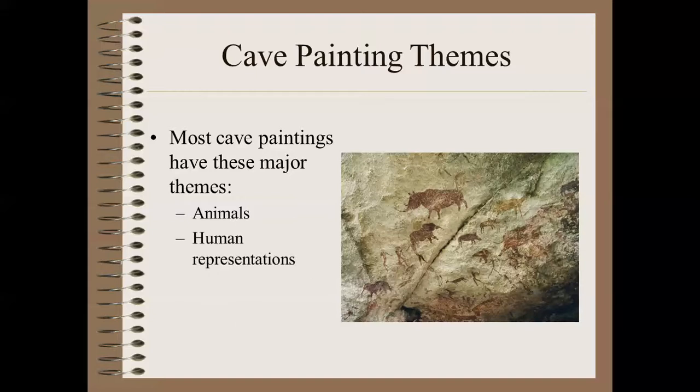Human representations, and signs and weapons. Please write that down for number 5. What major themes, aka subject matter, did cave paintings have? Write down those 3 things again: animals, human representations, and then signs/weapons.